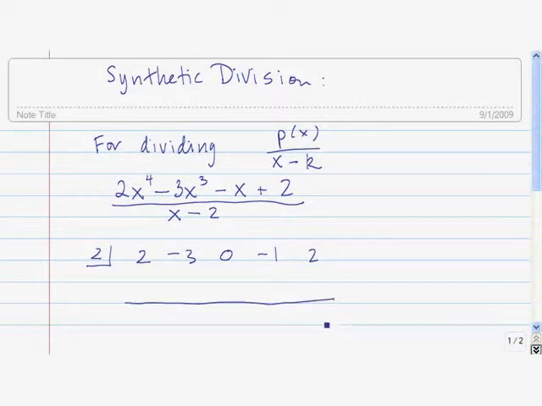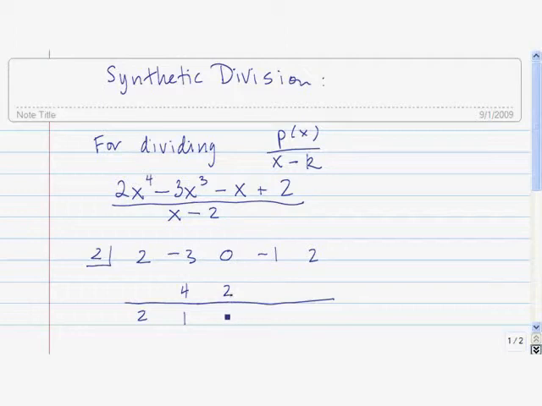Okay, so the next thing we do is we take this number here and we bring it down. Then we multiply. 2 times 2 is 4. We put it below this term. Then we add. -3 plus 4 is 1. Then we multiply. 2 times 1 is 2. Put it below the next term.